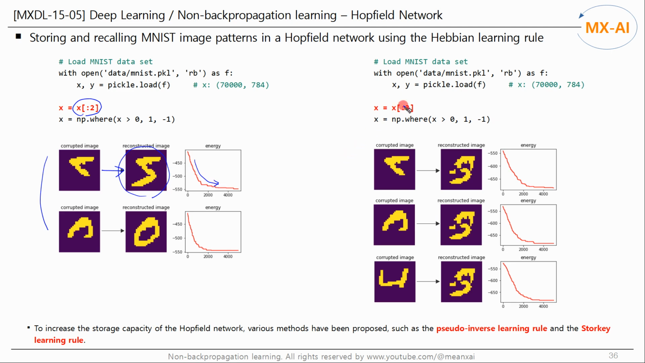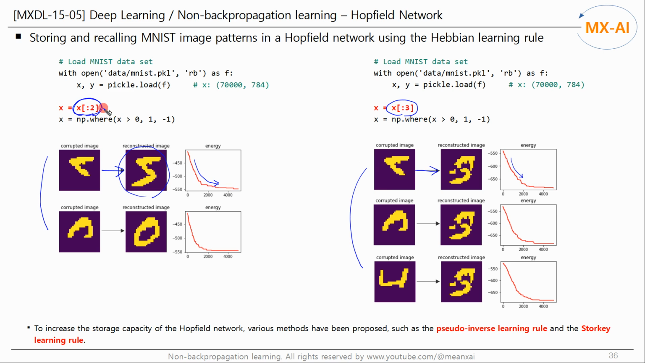However, if we store 3 MNIST images in the Hopfield network, we can see that it fails to retrieve them as shown in these results. The energy is reduced, but the corrupted image cannot be reconstructed. Therefore, we can say that the storage capacity of this Hopfield network is only 2.